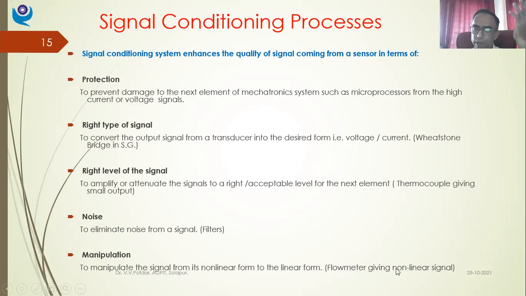For example, a flow meter is giving me some non-linear signal. Suppose it is my turbine flow meter. It receives the flow signal, which is converted into rotation of the turbine runner, and because of that some voltage is generated. And suppose that the voltage generated is not proportional to the flow rate. It is generating some non-linear signal. That non-linear signal needs to be linearized, right? So that is the manipulation part.